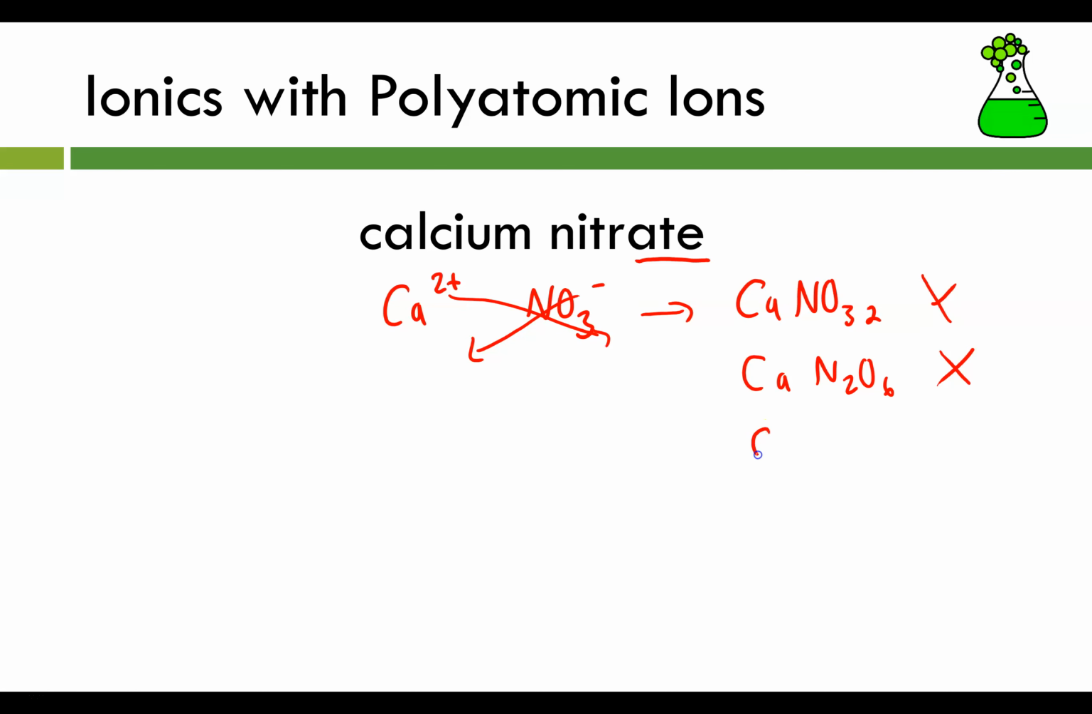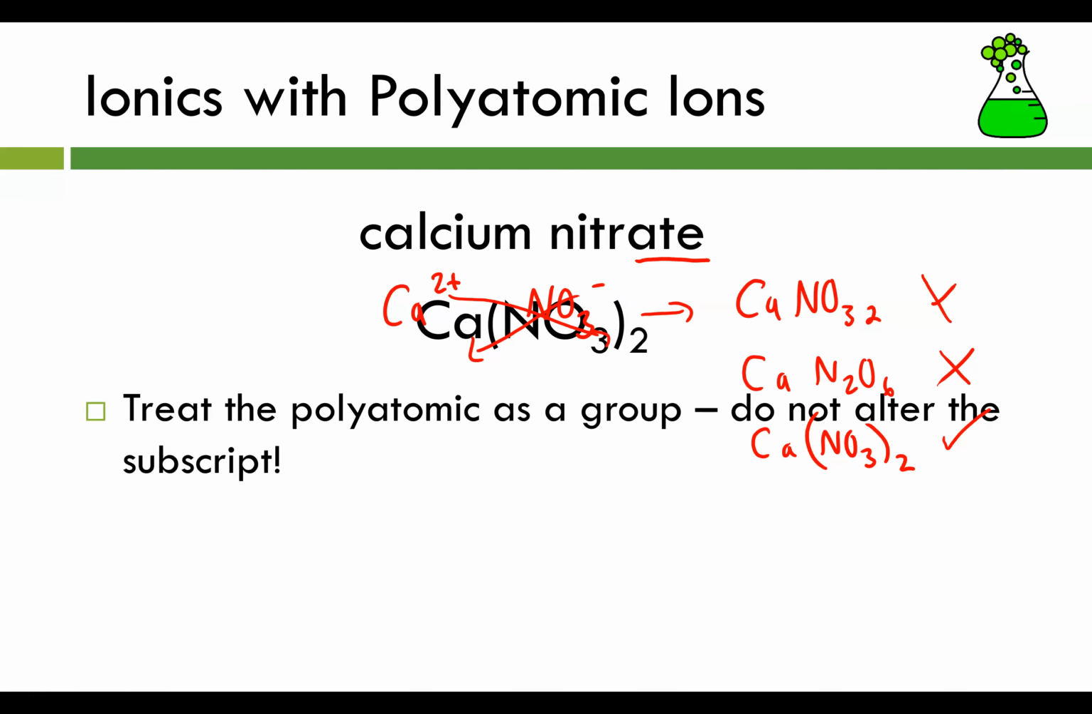This is where parentheses come in. You can think about the parentheses as protecting the polyatomic. Here I'm saying I've got a calcium ion, an ionic bond with 2 nitrate ions. This is what you need to do. You really only need the parentheses if you're going to have multiple polyatomics present. We're going to treat the polyatomic as a group. So that means do not alter the subscripts.